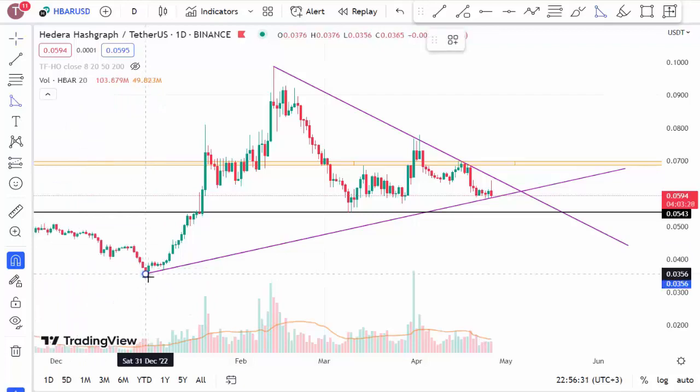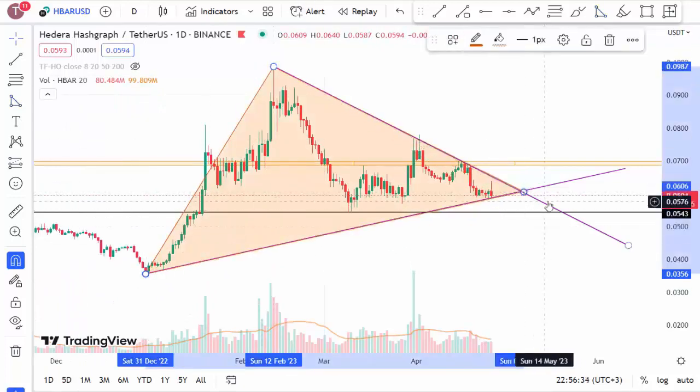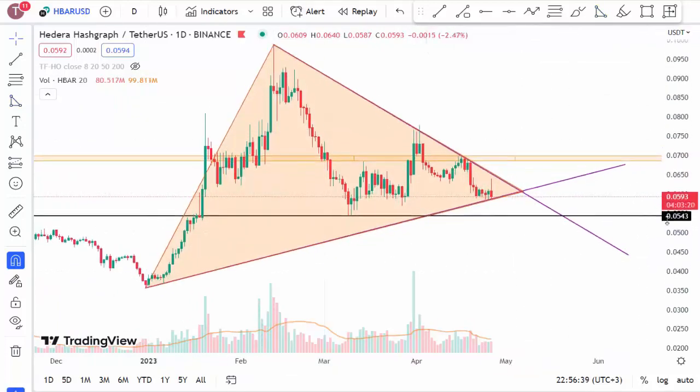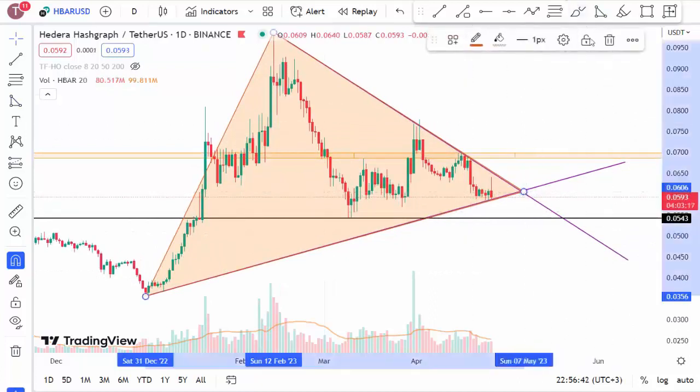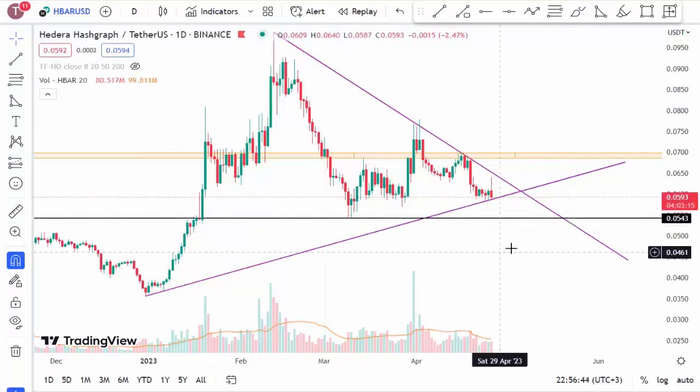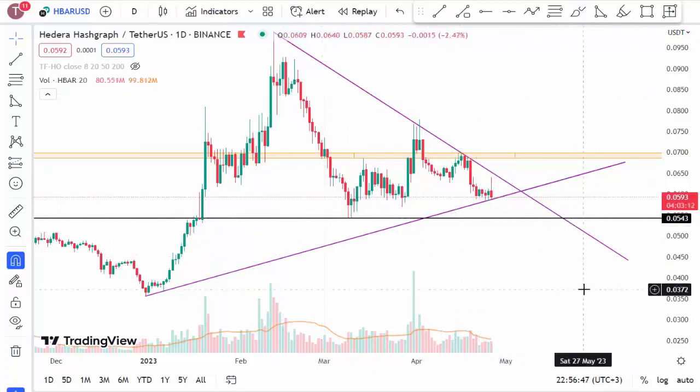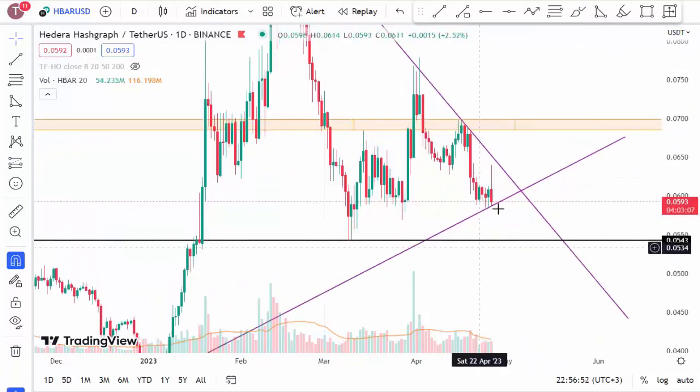In addition, there is a simple point about triangle formations. When the triangle is broken upwards, it is expected that the price will rise, and when it is broken downwards, the price is expected to fall. We should also note that the price is moving within the triangle.